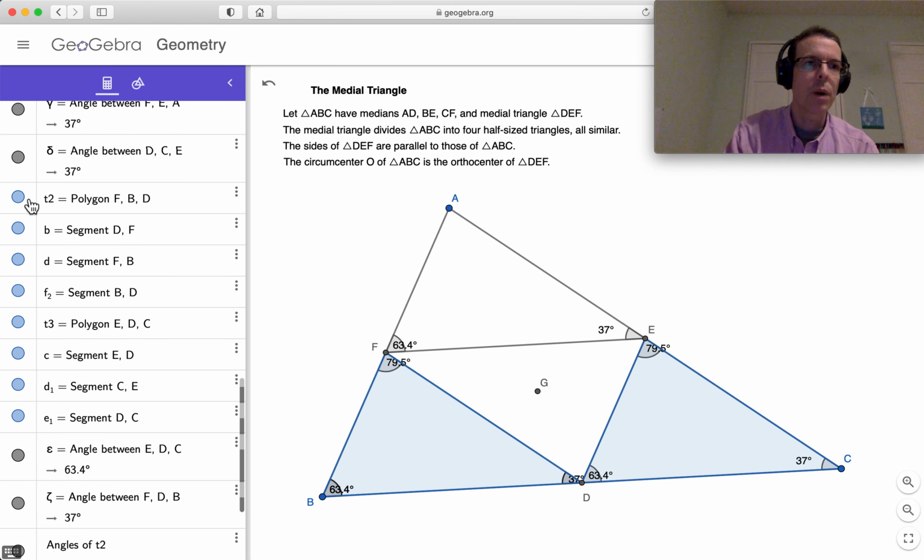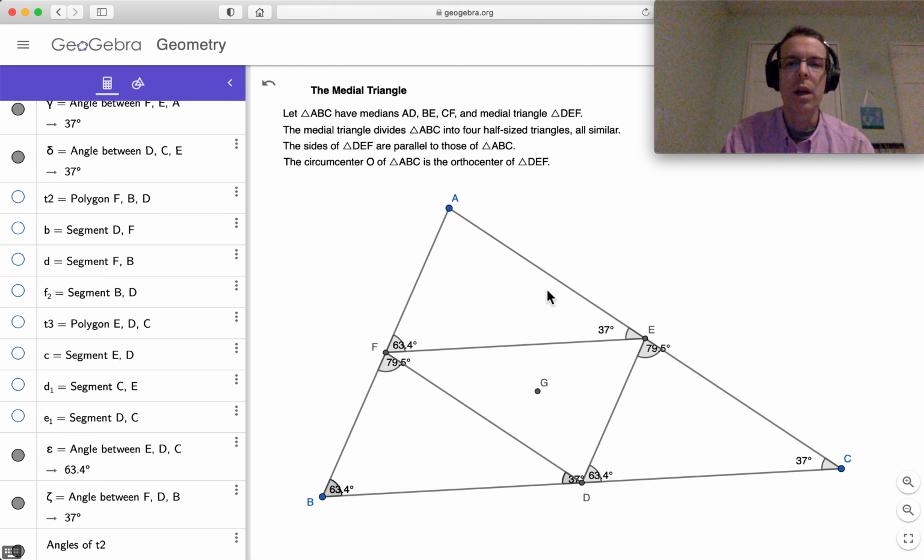The reason this gives us the parallelism is because once we get the angle equality here, that forces these lines to be parallel. So by all those angle equalities, we can say, okay, now the lines are parallel. So what have we got here? We've got three triangles, each of them congruent to the original triangle ABC.